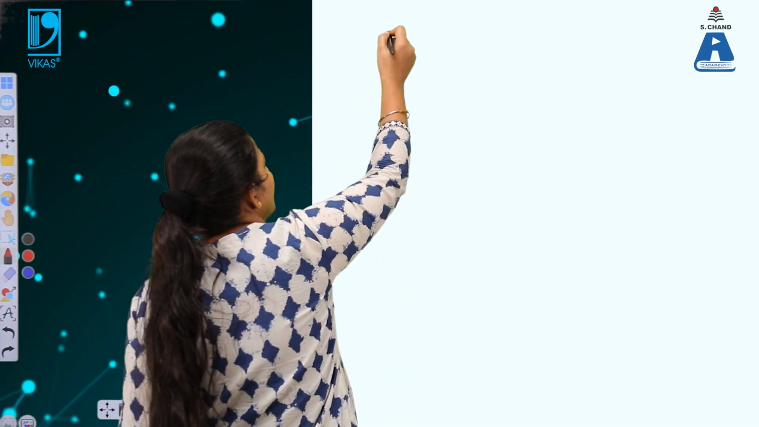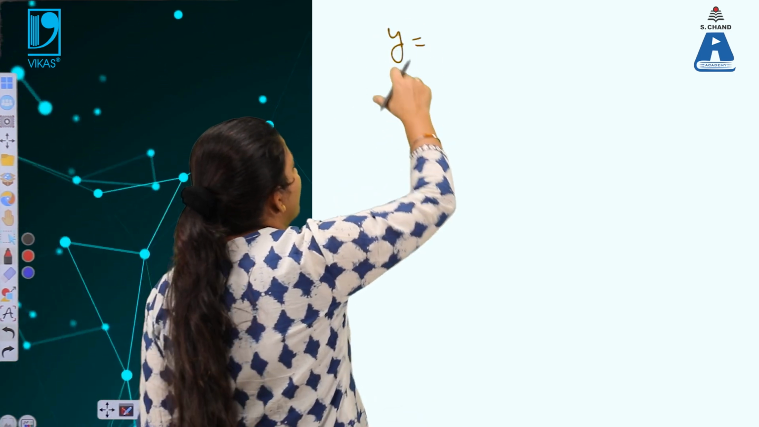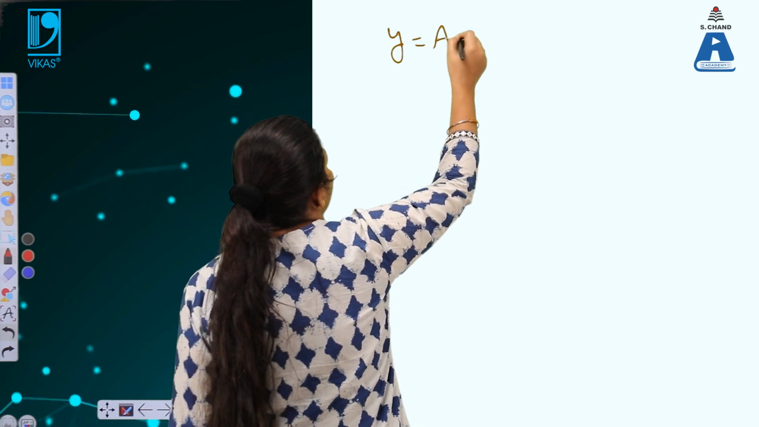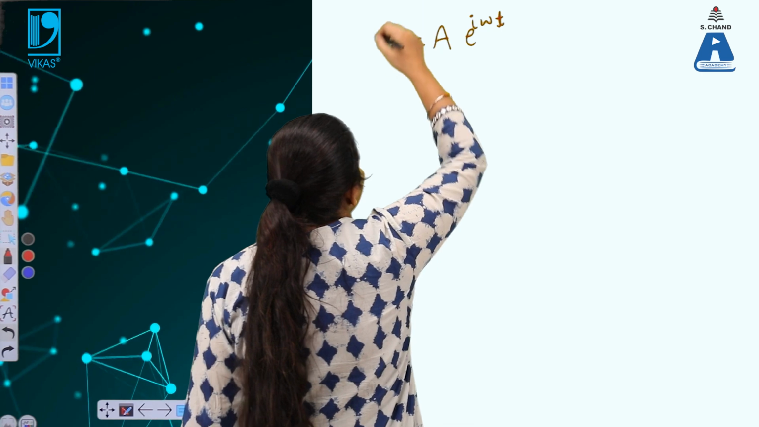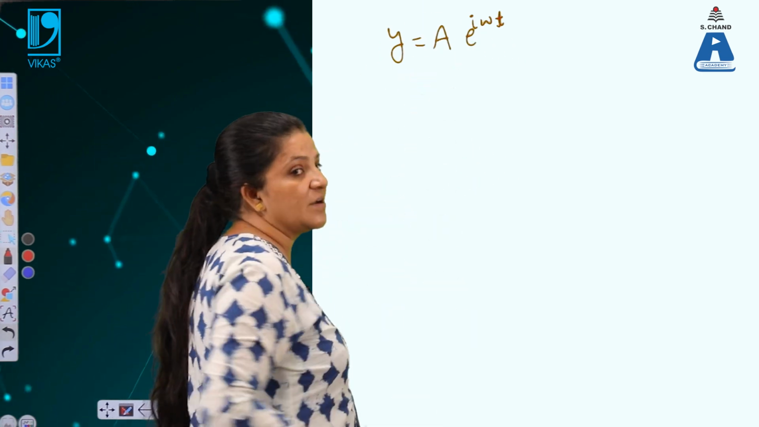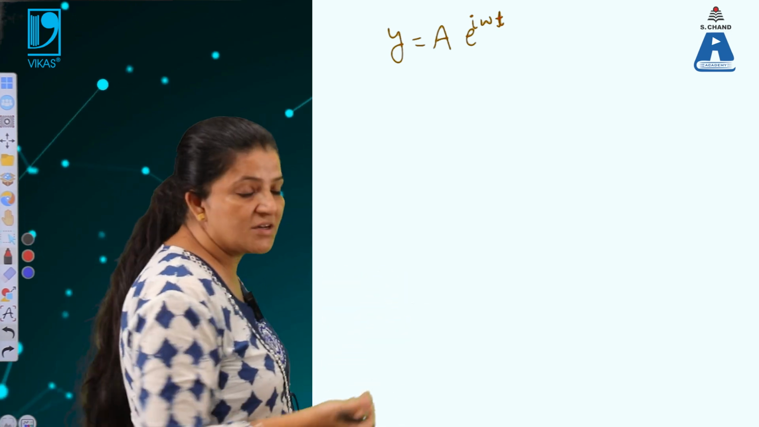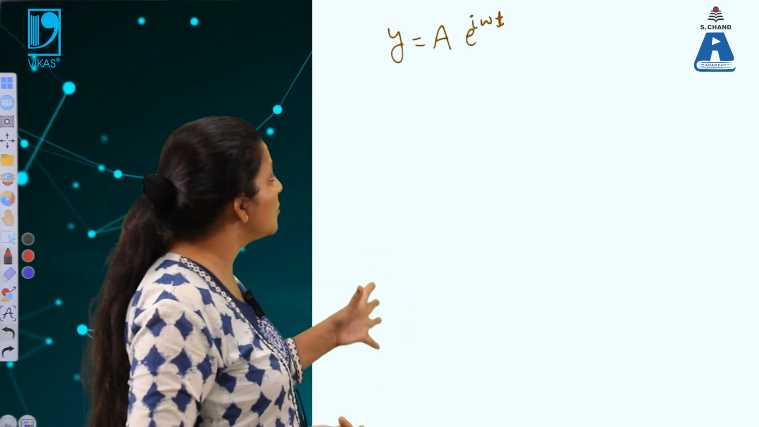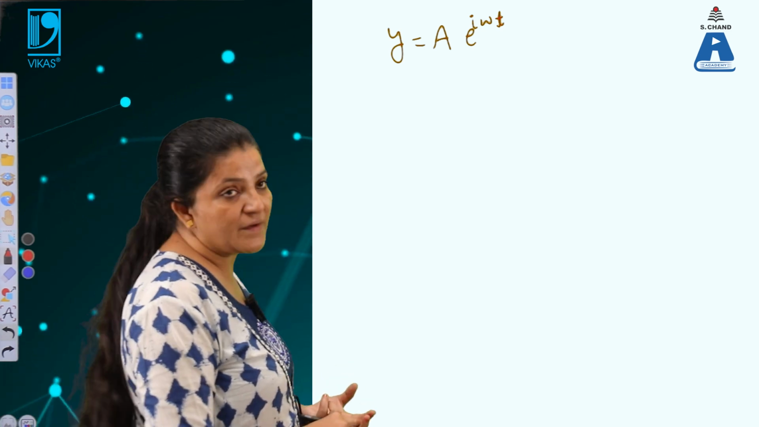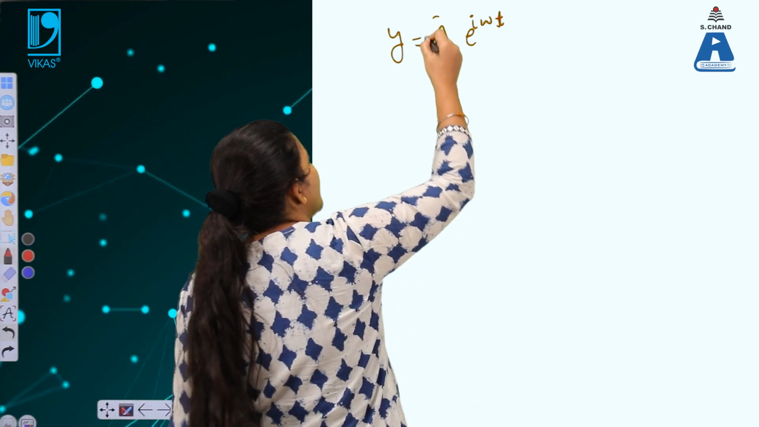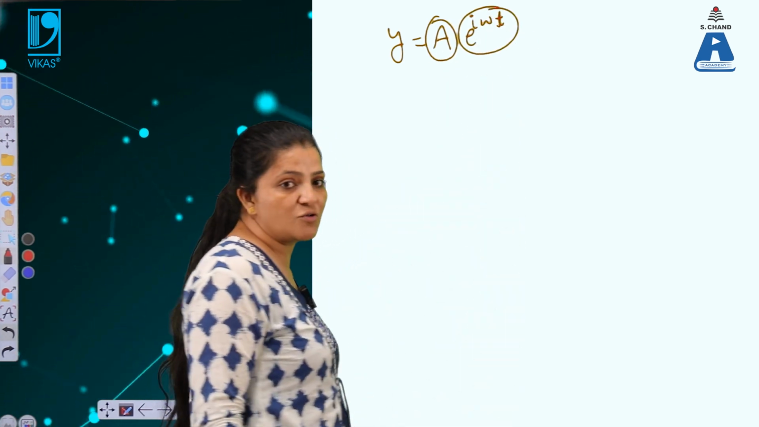For any wave, if this is the amplitude of the wave, it can be represented as A e raised to the power iota omega t. That is how we can represent a wave. If y is the displacement of the wave, it includes two parts: one is the amplitude and the second is the phase value. Here A represents the amplitude, and omega t represents the phase of the wave.